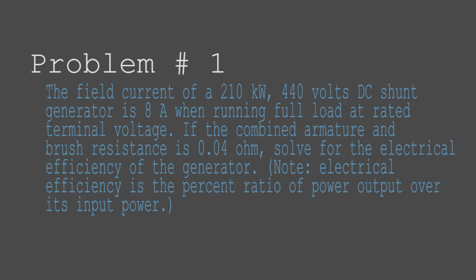Problem number 1. The field current of a 210 kilowatts, 440 volts DC shunt generator is 8 ampere when running full load at rated terminal voltage. If the combined armature and brush resistance is 0.04 ohm, solve for the electrical efficiency of the generator. Note, electrical efficiency is the percent ratio of power output over its input power.